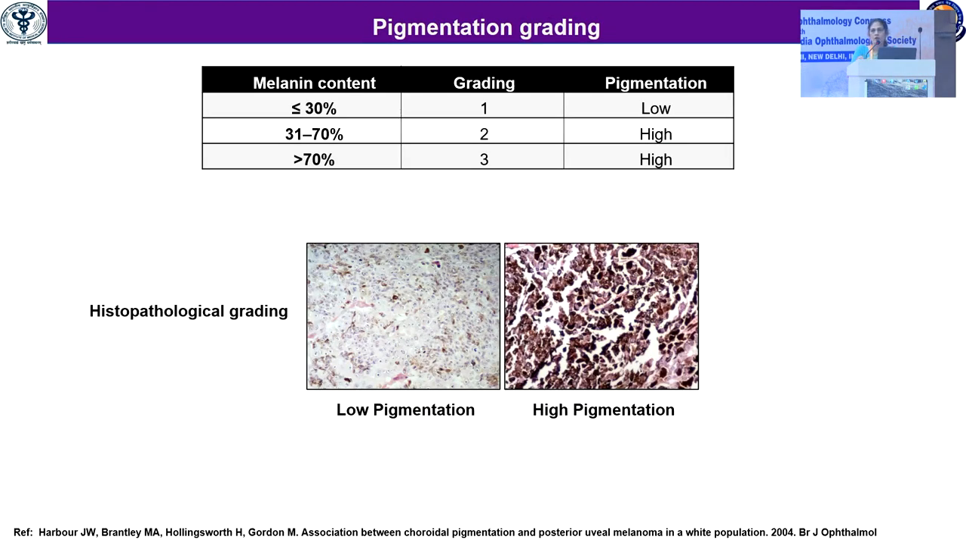So we also did the pigmentation grading. We did the clinical grading, which I have not shown over here due to time constraints, but pigmentation grading was done on light microscopy, and less than 30% was taken as low pigmentation and more than 30% was taken as high pigmentation. This is the picture showing highly pigmented uveal melanoma.